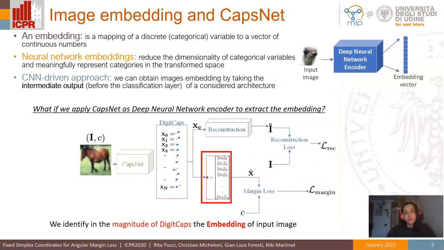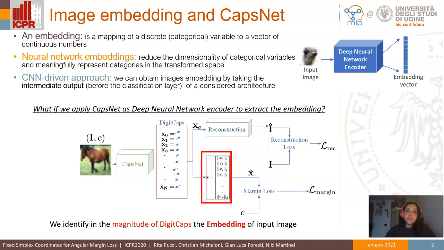First concept that we want to talk about is an embedding. What is an embedding? Embedding is a mapping of discrete categorical variables to a vector of continuous numbers. This concept in neural networks means reducing the dimensionality of categorical variables, maintaining a meaningful representation of categories in a transformed space, like shown in the image top right.